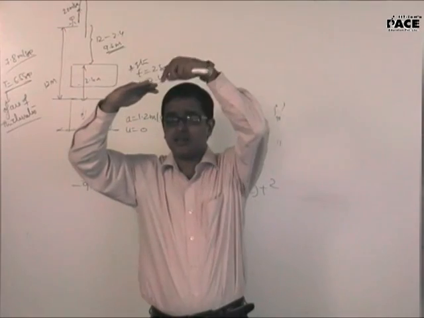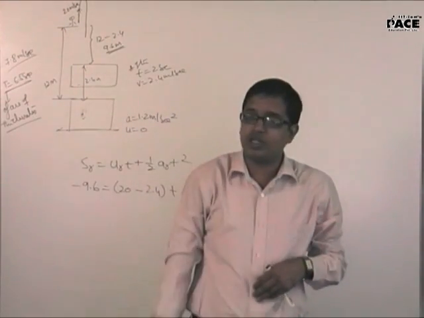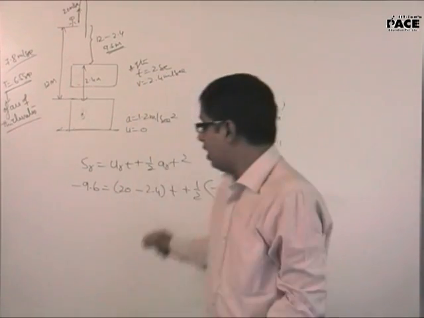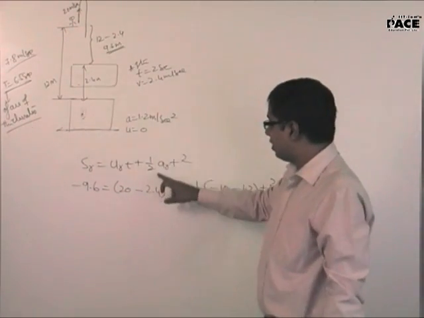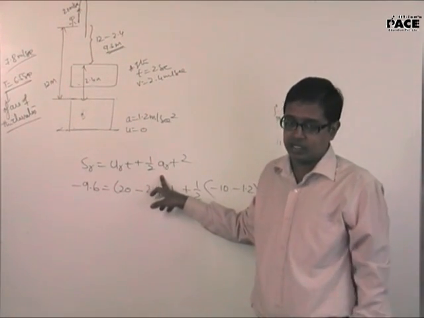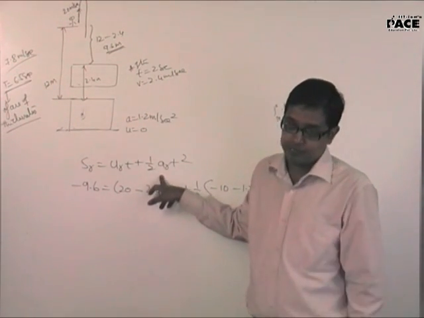Then the next part of the problem: thereafter the elevator will be moving with uniform velocity while the body will have acceleration g. Initial velocity, everything will be taken with respect to the elevator: SR equals UR into T plus half AR into T square. Is the problem clear to all?